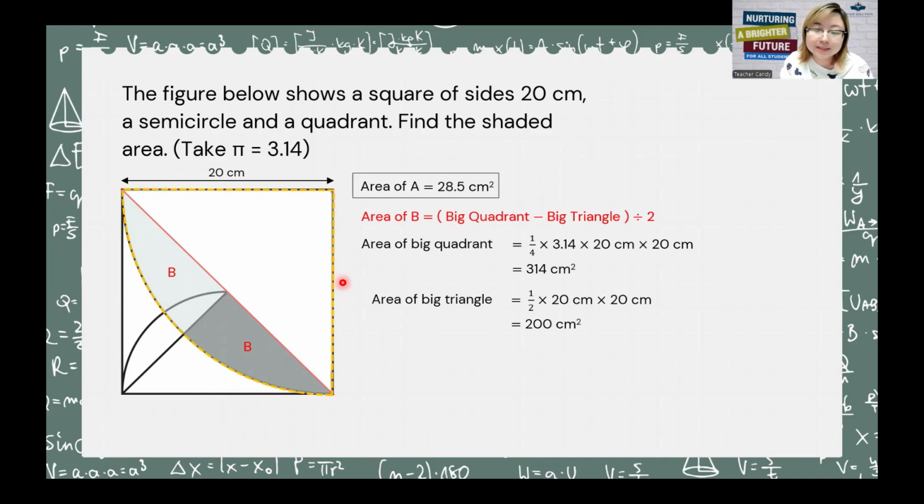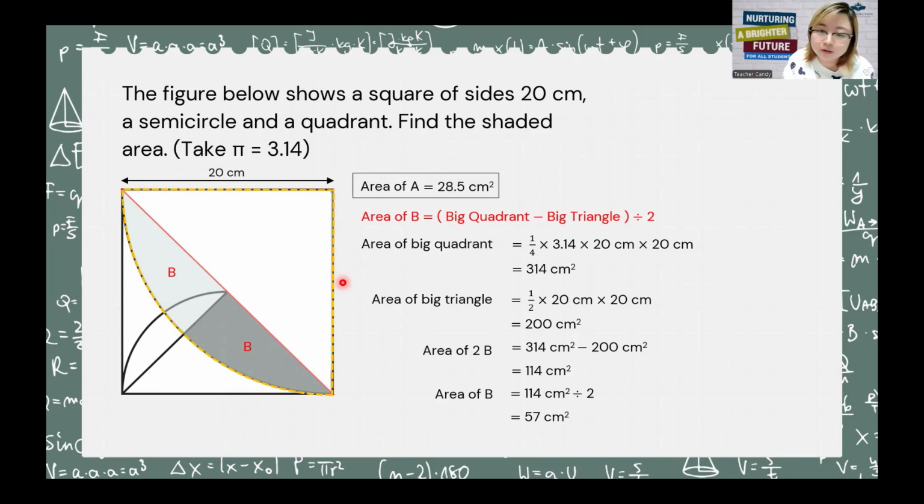Okay, so now let's find the area of the 2B. Same thing, the big quadrant minus the big triangle. So 314 centimeters square minus 200 centimeters square, we will get 114 centimeters square. But that's not the final answer because we want B only, 1B. There's two right now. So we are going to divide by 2. 114 centimeters square divided by 2, that will be 57 centimeters square.